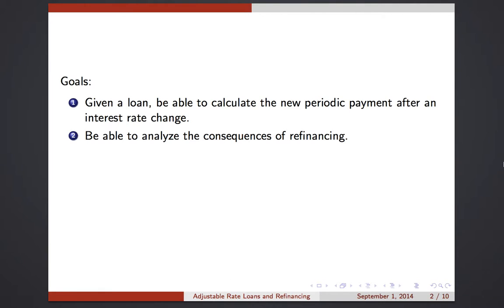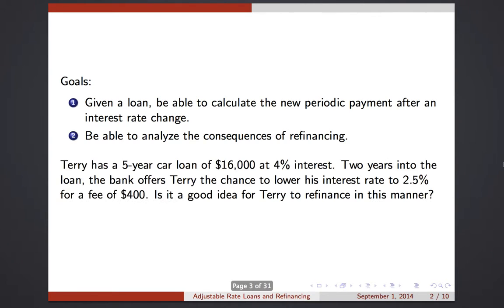The topic of this video is adjustable rate loans and refinancing. So here are two goals. The first goal is essentially saying that you should be able to analyze what happens after an interest rate change in an adjustable rate loan. And the second goal is that we'll be able to analyze the consequences of refinancing.